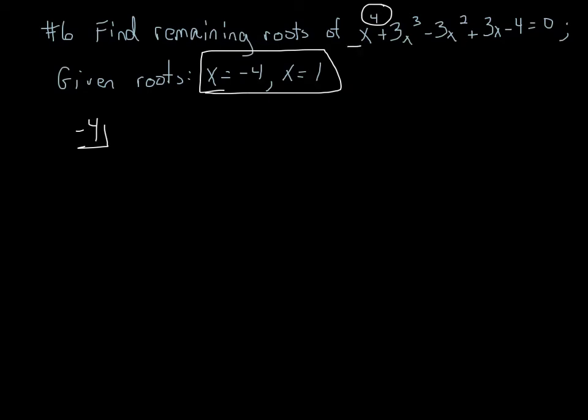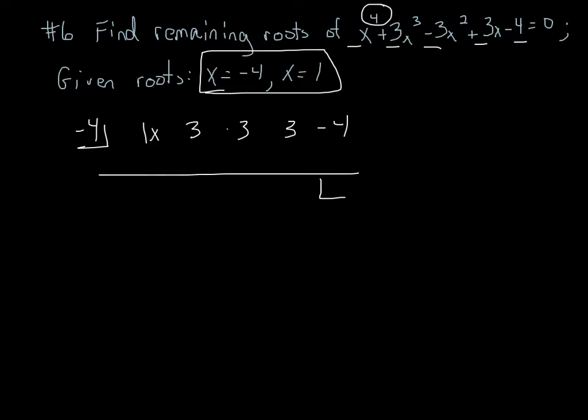Alright, your coefficients are 1, 3, negative 3, 3, and negative 4. Make sure you're not missing any. 1, 3, negative 3, 3, and negative 4. Okay, do synthetic division. Now, you should already know what this number is going to be. I already told you negative 4 is a root. Based off of the factor theorem, if negative 4 is a root, then we should get 0.